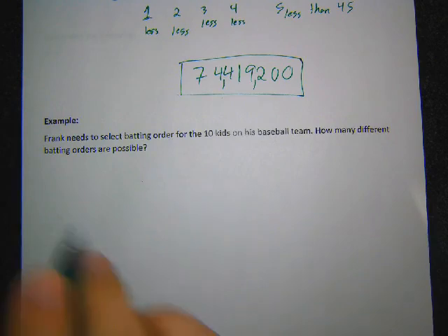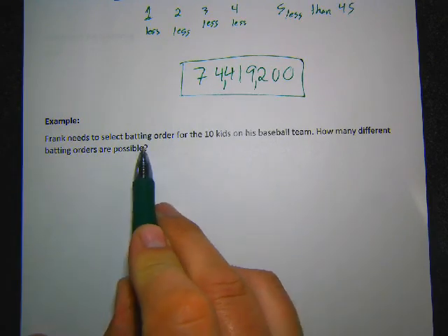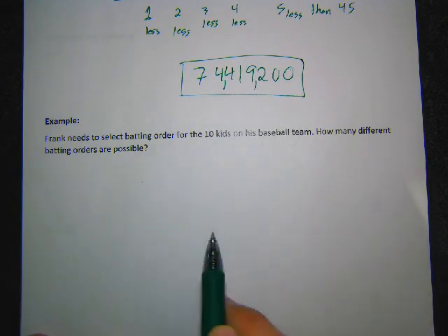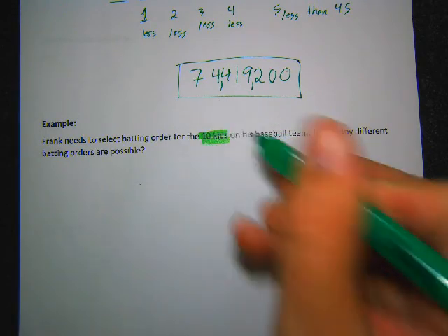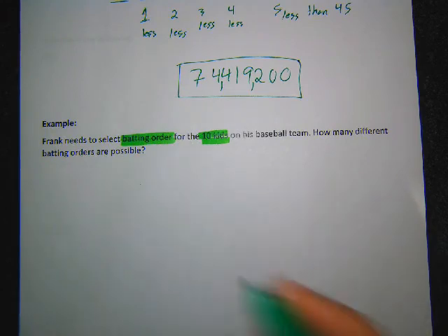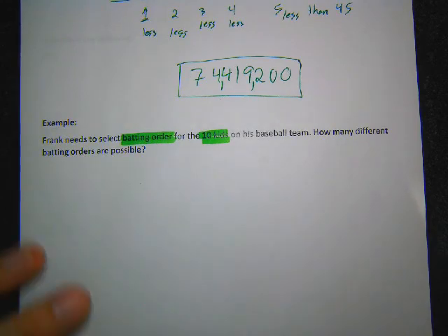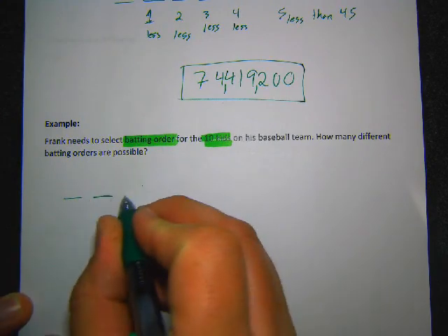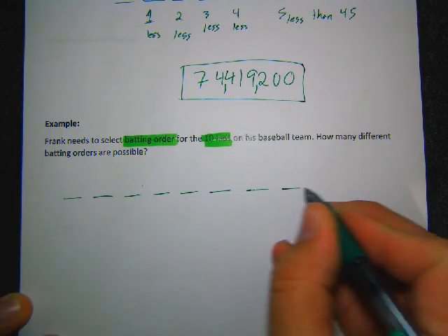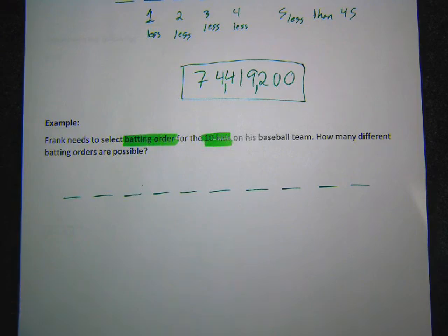Okay, next one. Frank needs to select a batting order for 10 kids on his baseball team. How many different orderings are possible? So he's looking at 10 kids because he has to do the whole batting order. This means he's actually doing all 10 kids, right? So he's going to have 10 positions to pick. He's going to have the first person, the second, the third, fourth, fifth, sixth, seventh, eighth, ninth, 10th, because every single spot in the order has to be filled.